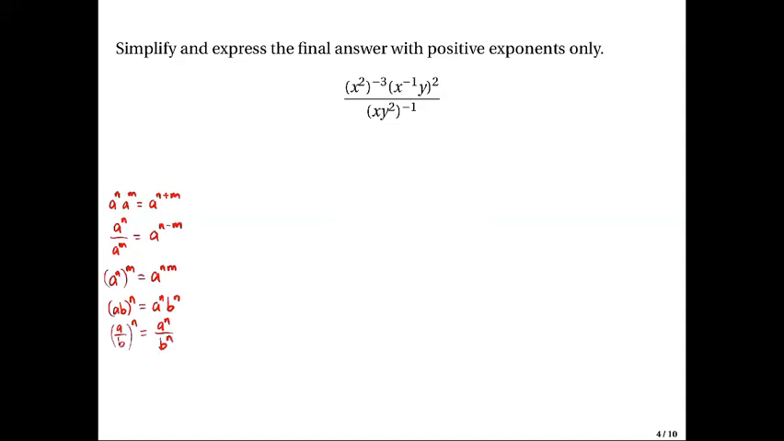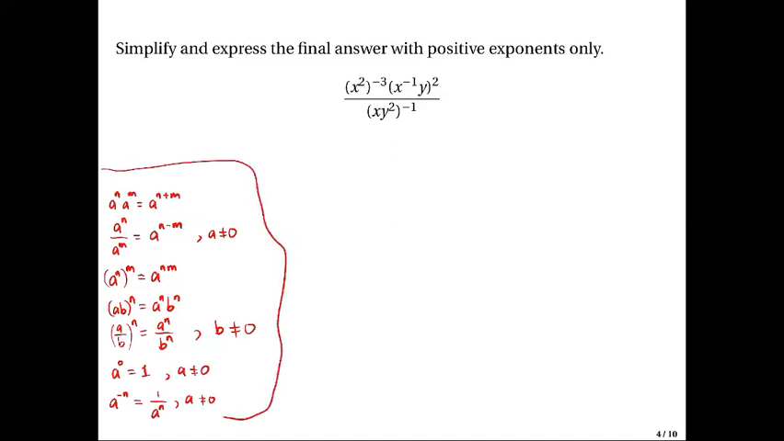And then some more. Maybe let's write a to the 0. This is equal to 1, assuming that a is not equal to 0. Okay? Maybe let's also write a to the negative n. This is 1 over a to the n. Again, assuming a not equal to 0 here. In here also, a not equal to 0. What else? In here, b not equal to 0. Okay? So some of the properties that we will use in doing this problem.